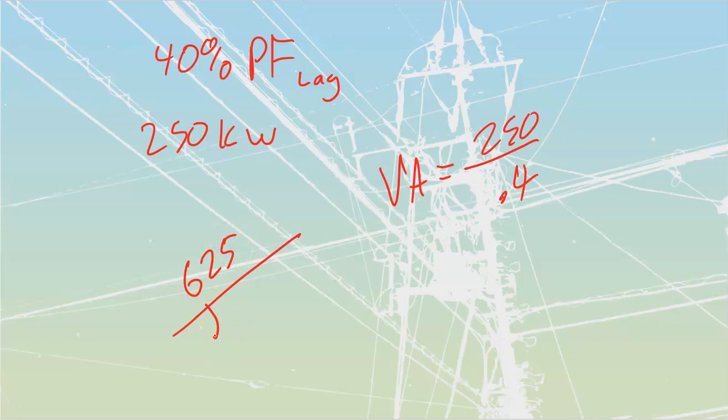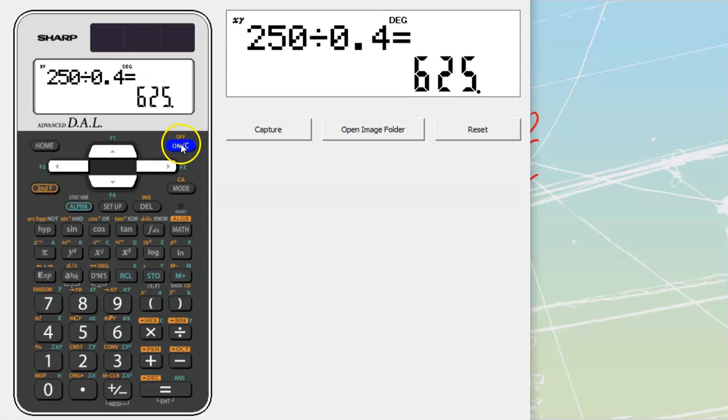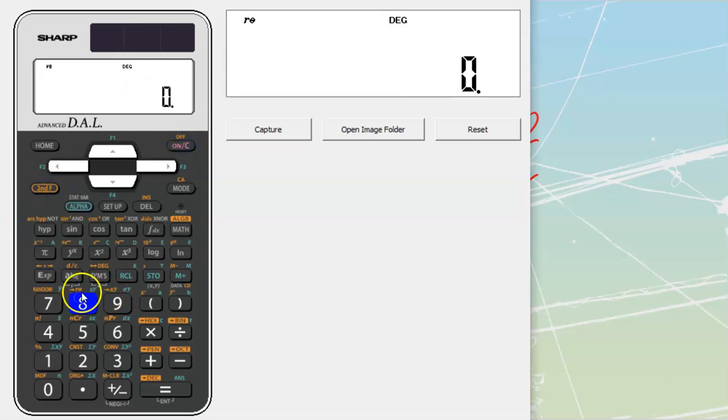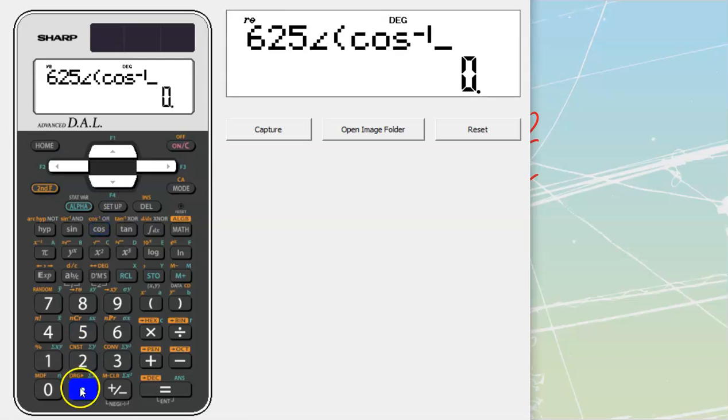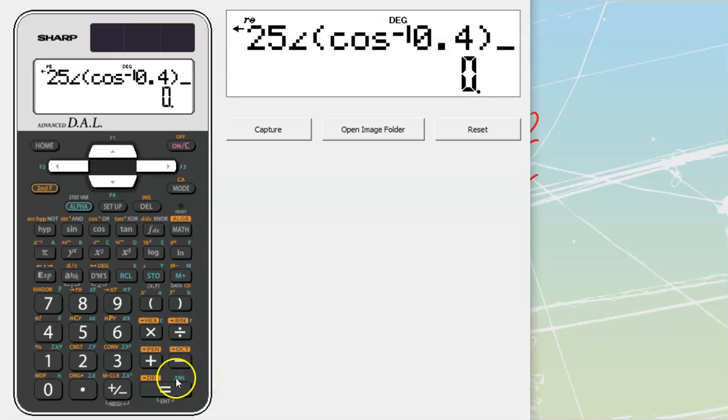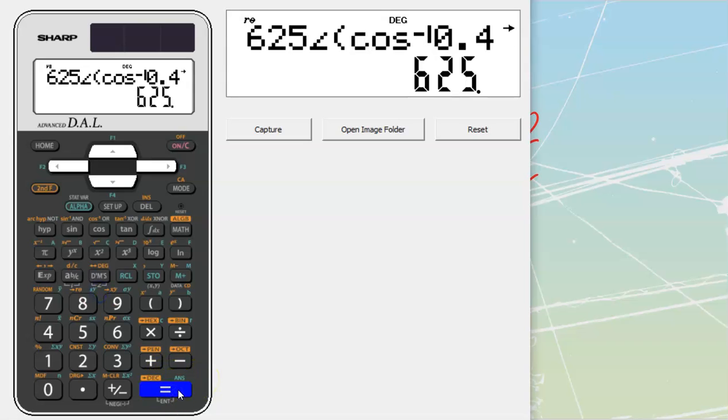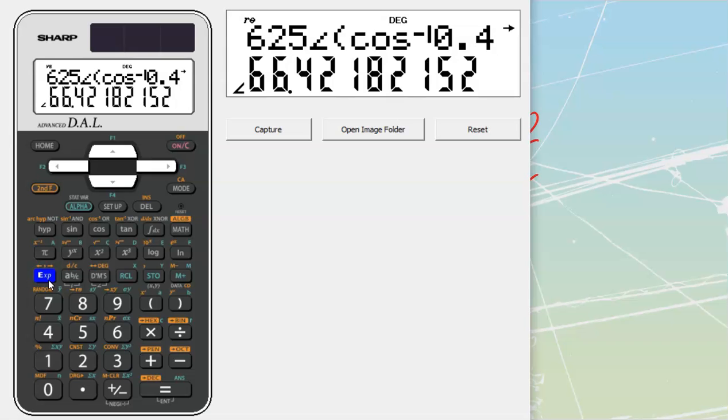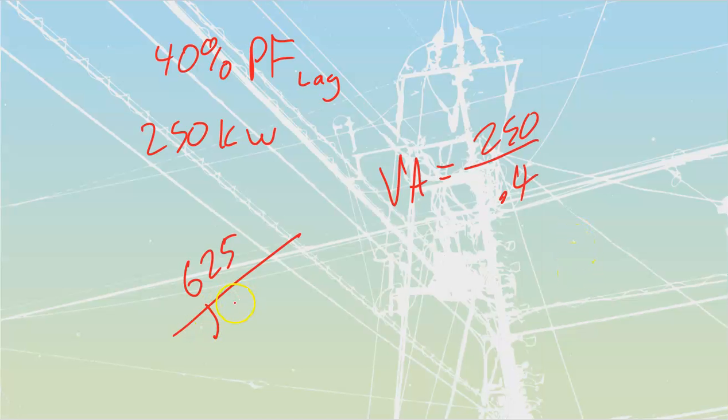I don't know what angle it is. I can do the inverse cosine of my power factor to find that angle, or I can just punch it all in as one shot. That's what we're going to do. So we're going to put ourselves back into this polar mode here. I'm going to go 625 at an angle of bracket inverse cosine 0.4. Inverse cosine of the power factor is always going to be my angle. So it's 625 at its angle. I hit enter, and it tells me that the angle is going to be 66.42 degrees.